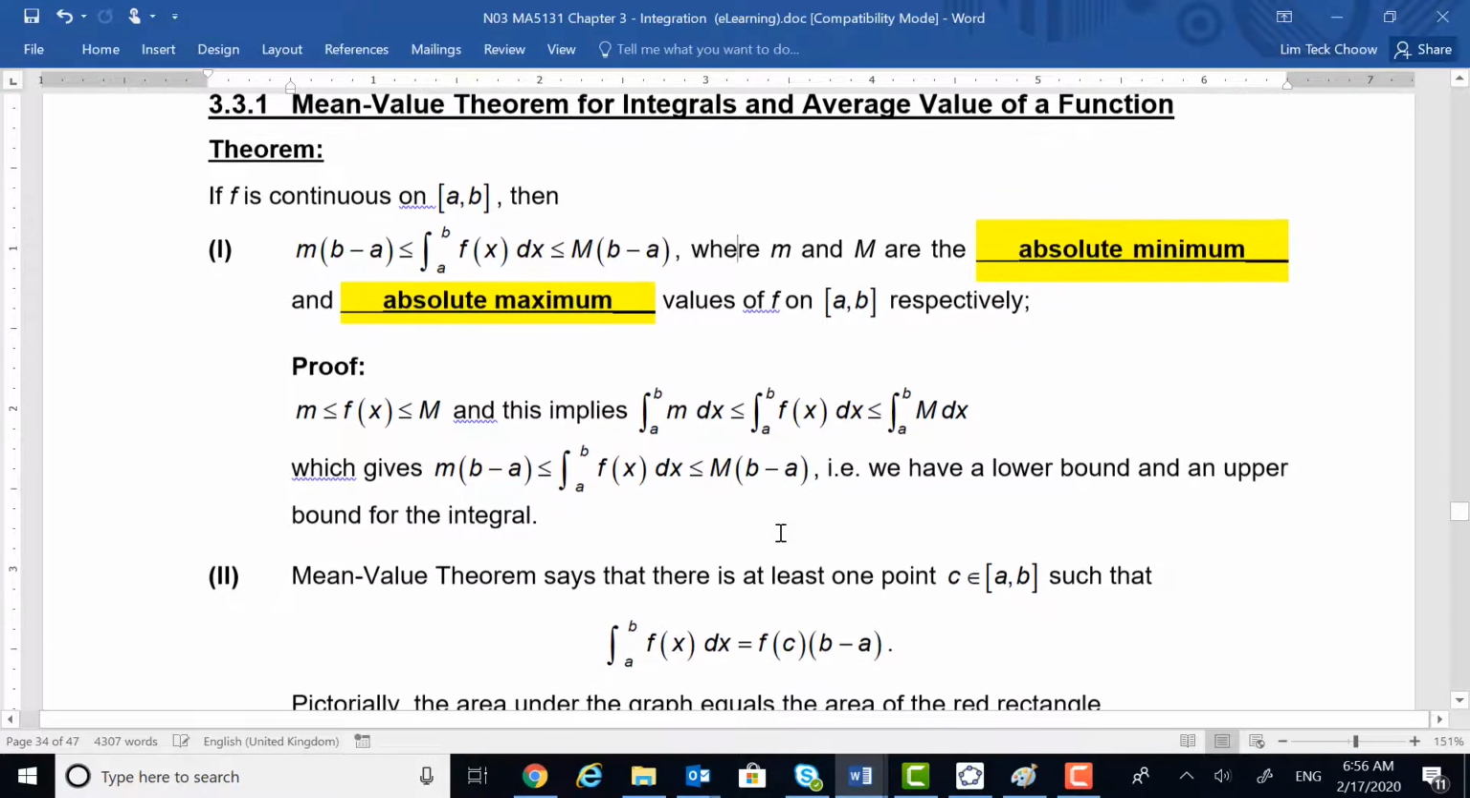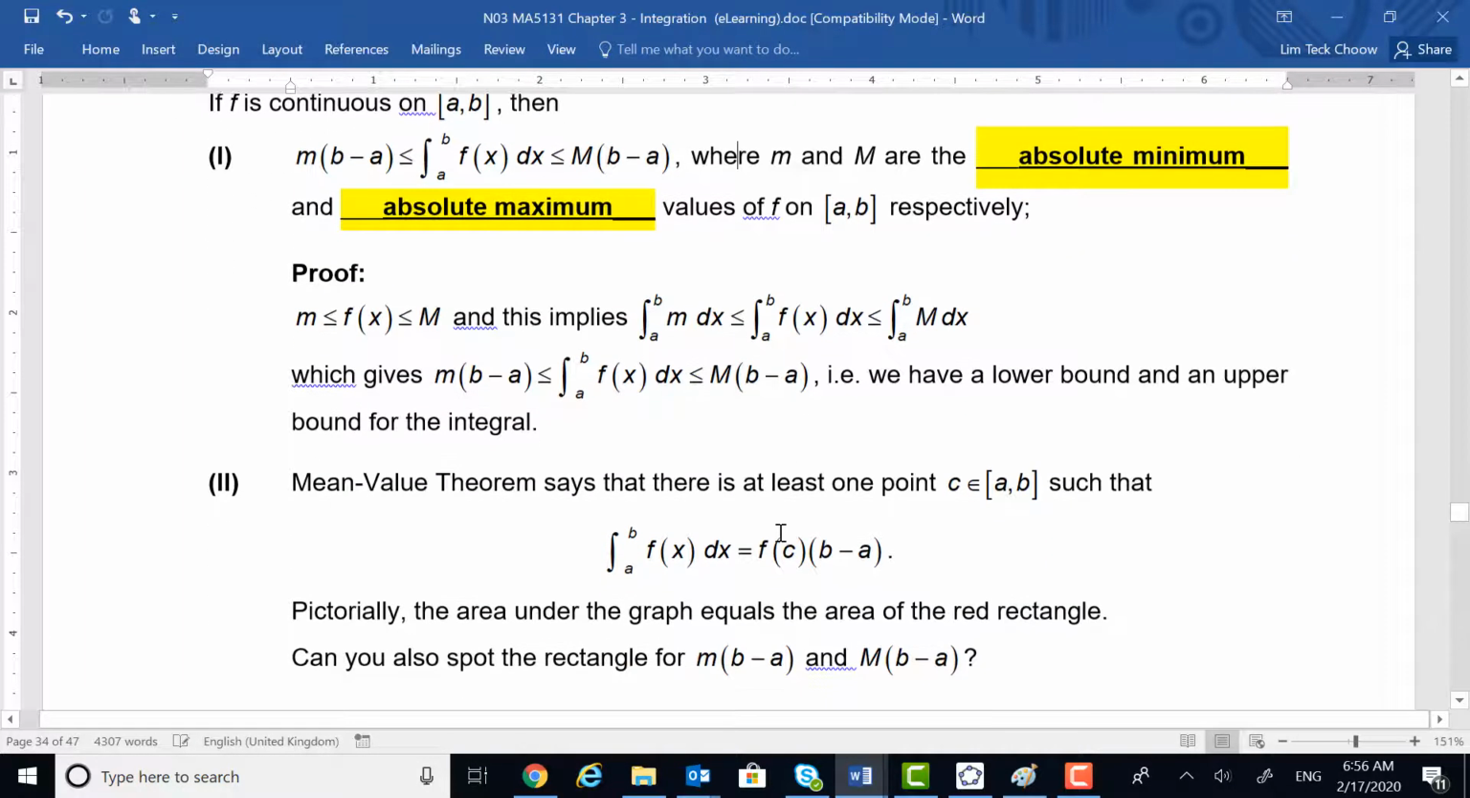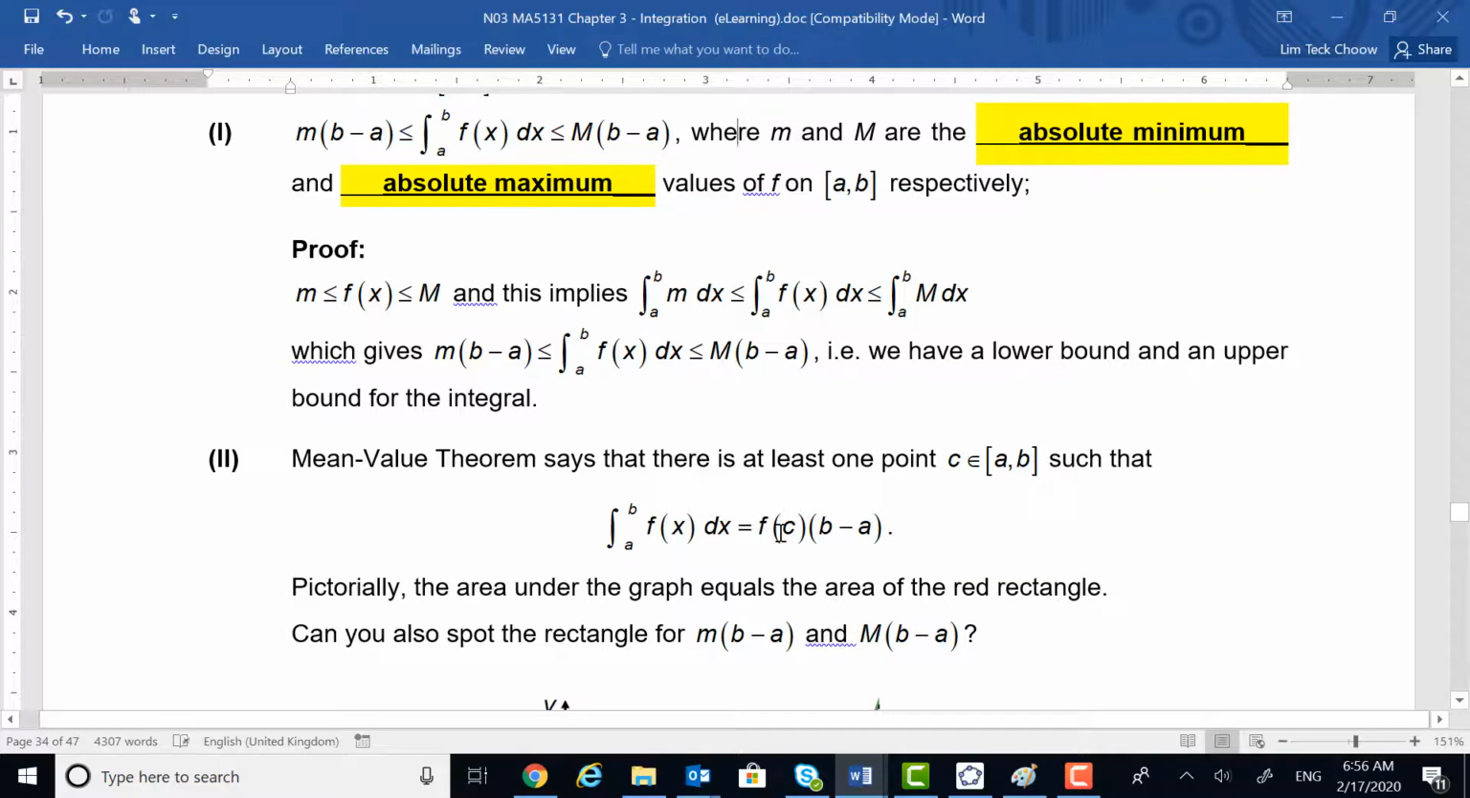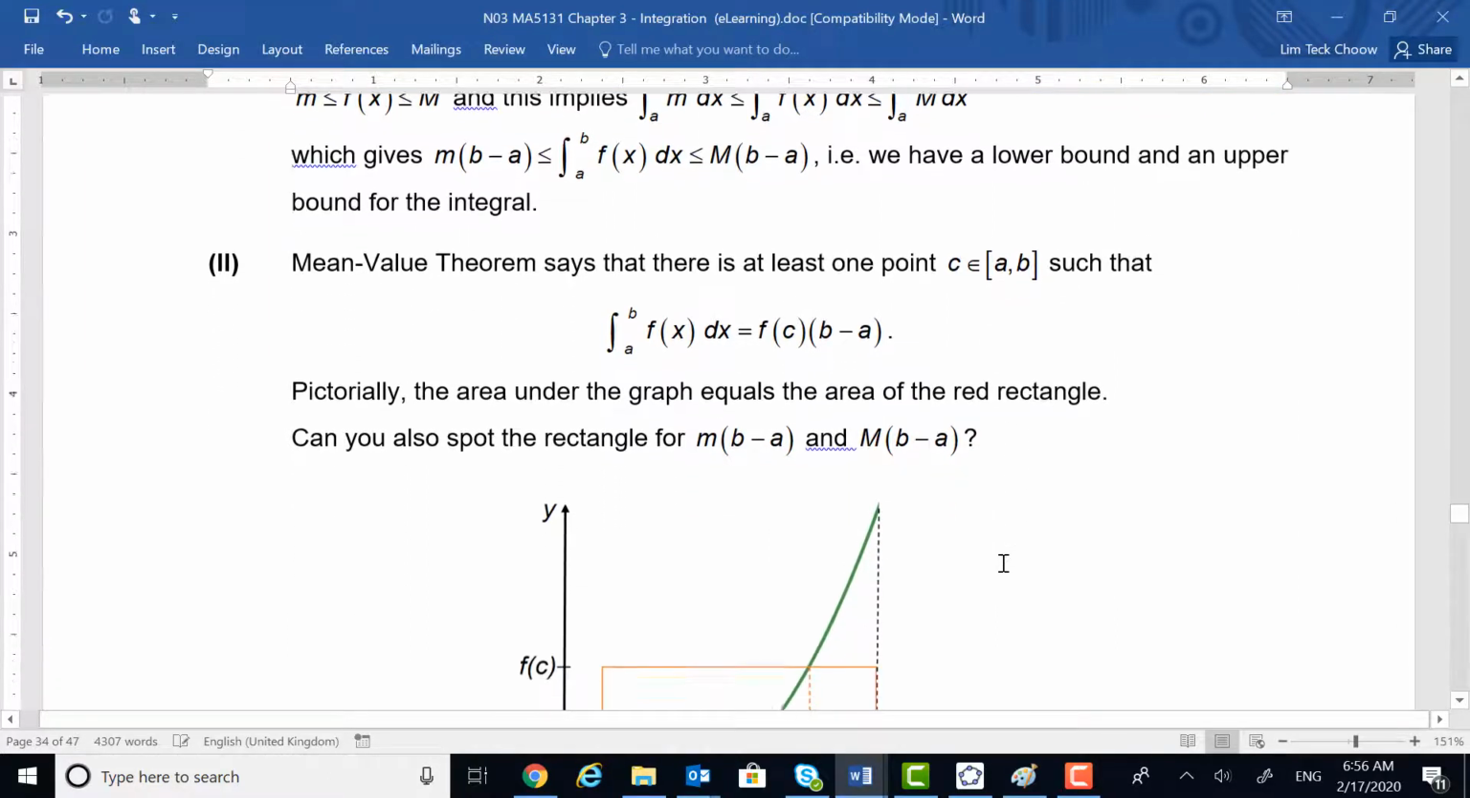Now into the mean value theorem. This mean value theorem says that there is at least one c within this interval such that this integral from a to b is exactly f(c) times (b minus a). To understand this statement, it's easier to see it from a diagram.